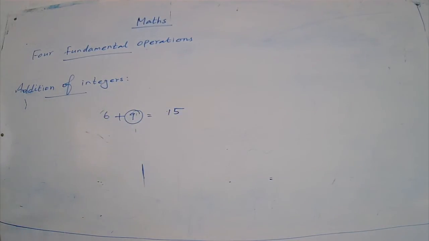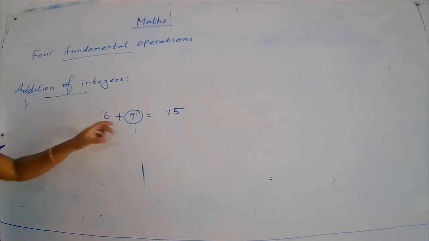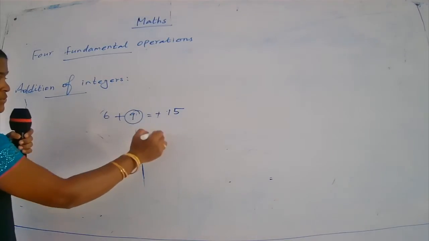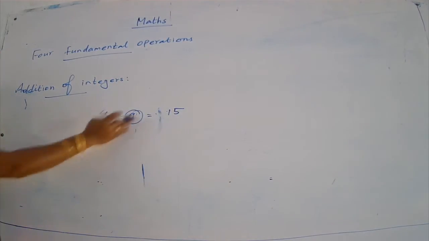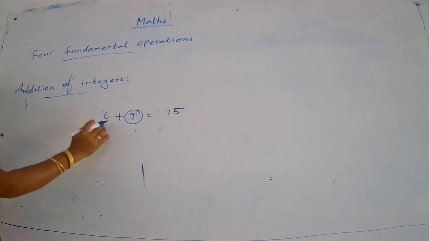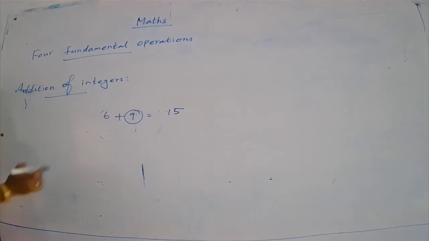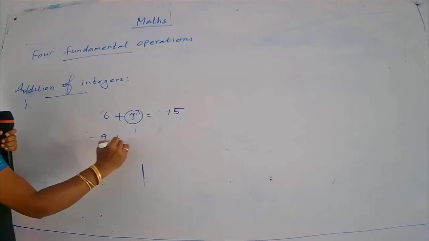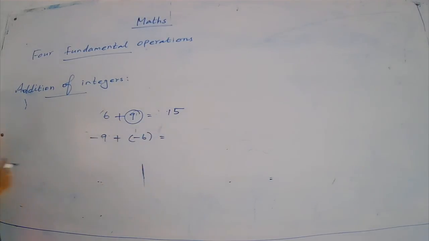And assign the same sign to the answer. What is the sign? Here plus, here also plus, so your answer is plus only. We leave it, no need to put the plus. So 6 plus 9 is equal to 15. Suppose minus 9 plus minus 6. What is the answer? 6 plus 9 is 15, we all know that already. Yes or no? Yes.